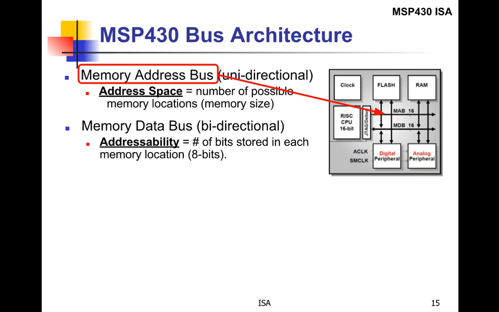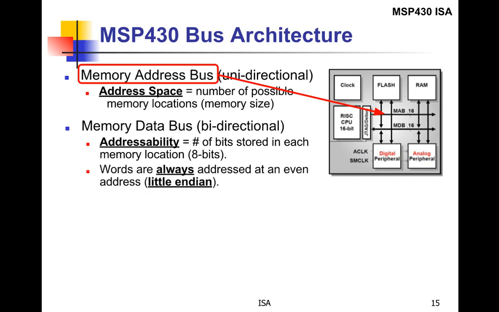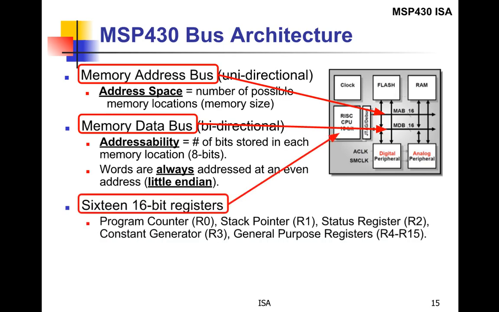The number of bits stored in each memory location, that's the addressability. And words are always addressed at an even address. It's little endian. So there's the memory address, or memory data bus.